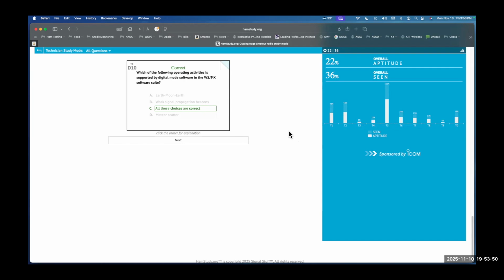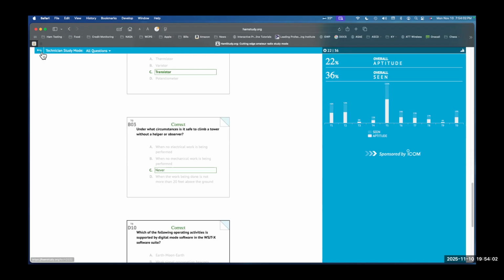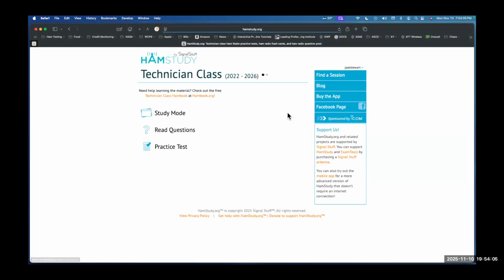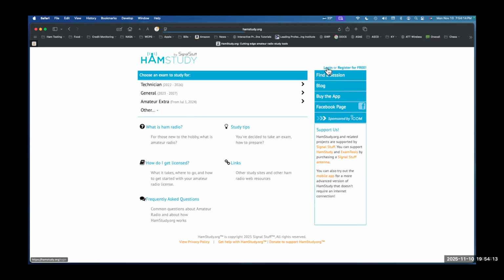Any questions from you guys? Does Ham Study cost anything to get in on that? No, sir. It's free. Everything that I've taught in this class, I try to give you. It's free. You just sign up and create an account. You can see I've got an account here. I'm going to log out, and so you can log in. You register for free, and once you sign in and give them some information, you've got a free account, and you can use that to practice the questions, and it does not cost you anything.